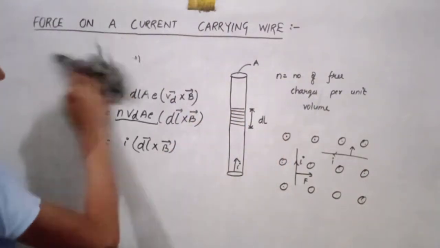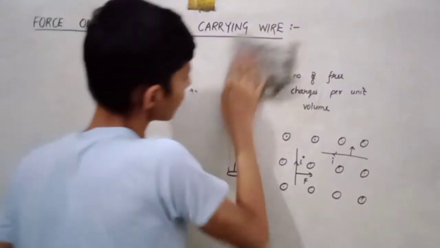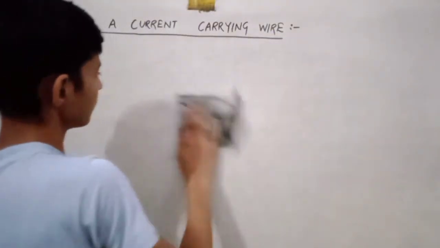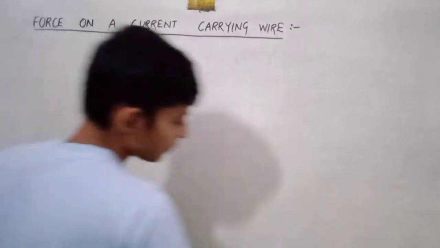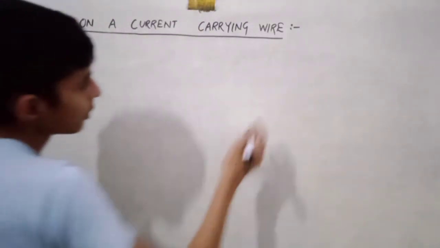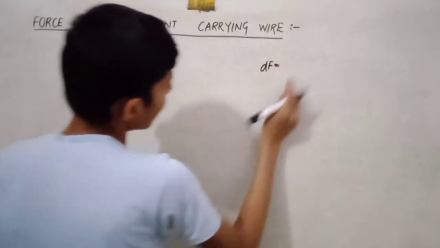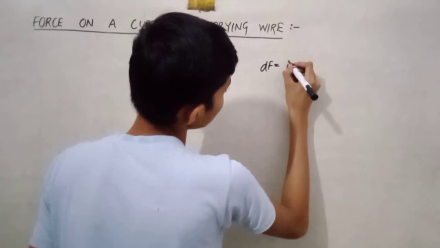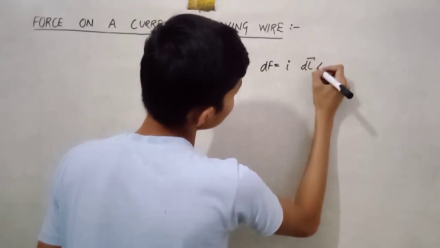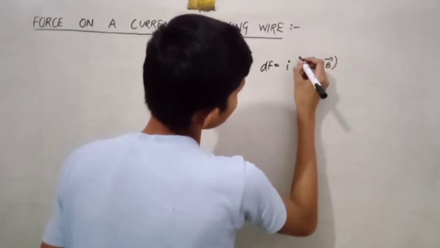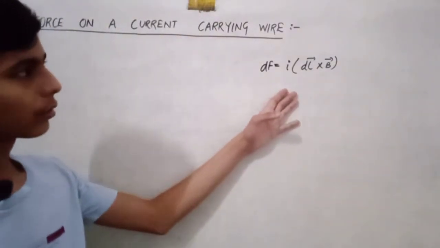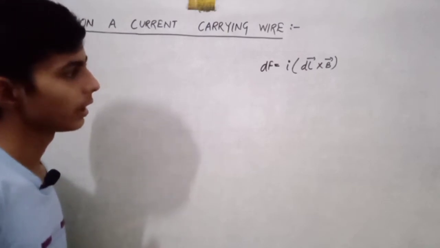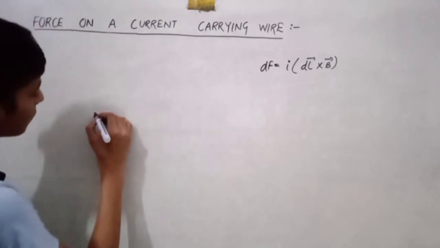Now let's solve some questions. Before that, I write here the force on a current carrying wire due to the small element dl, which is equal to I dl cross B. This is the formula of force on a current carrying wire when it has a small element of length dl.